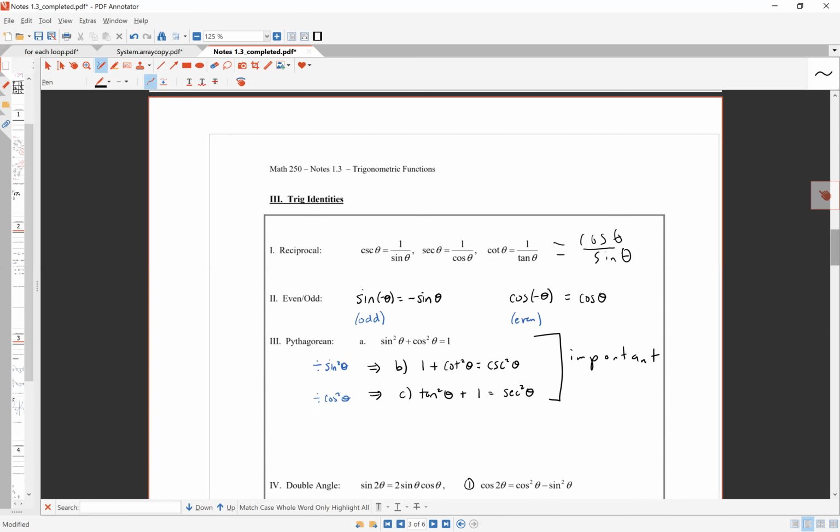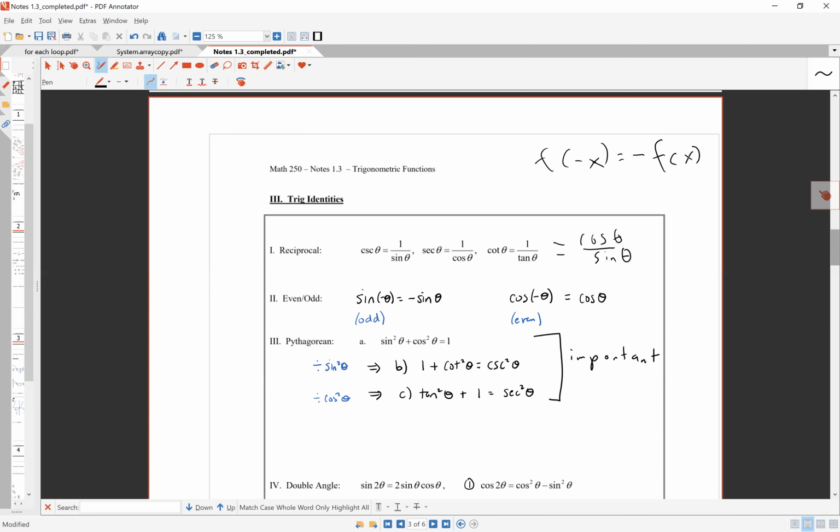So sine is an odd function, right? So sine of minus theta is minus sine theta, because an odd function has this property that f of minus x is minus f of x. And cosine is an even function, that cosine of minus theta is cosine of theta. So remember, the graph of an even function is symmetric about the y-axis. And the graph of an odd function, you rotate it 180 degrees and you get the exact same graph.